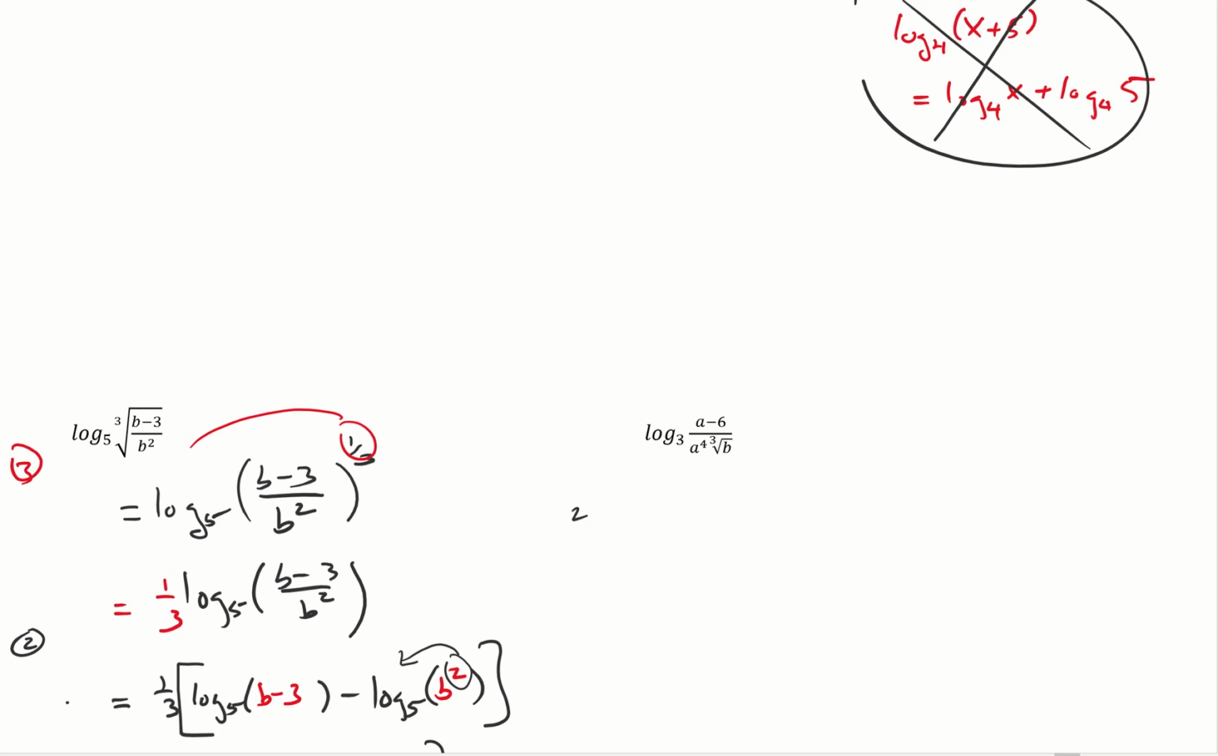Which property? How about 2? And down here, by the way, that was property 3 again. Okay, so it went 3, 2, and 3. This one's going to be property 2. So it's equal to log base 3 of minus log base 3 of, right? And the numerator goes here. The denominator goes here. That's a to the 4, and then b, cube root of b.